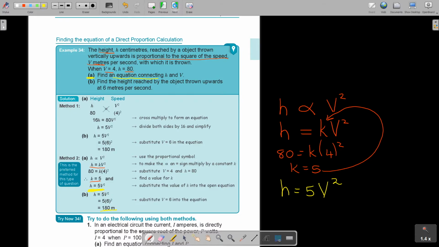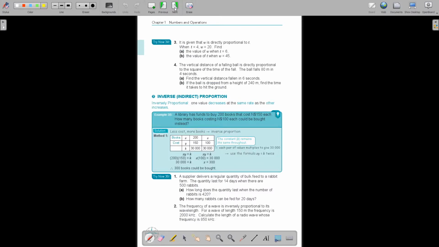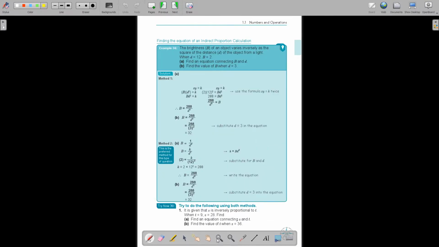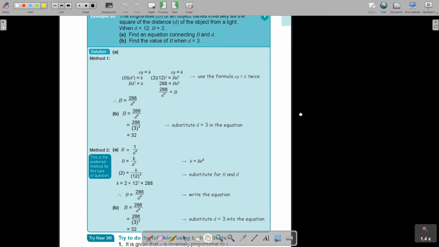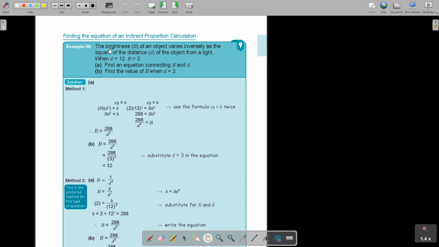Maybe, because I'm doing a little bit of revision with you, I can just remind you quickly of indirect. I just want to go back to indirect before I go back to the question. So if I say, and let's look here, the brightness of an object varies inversely.